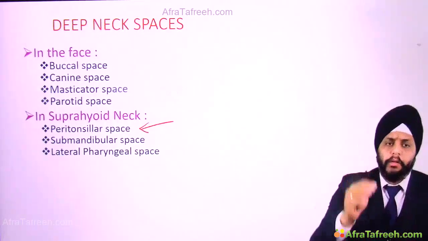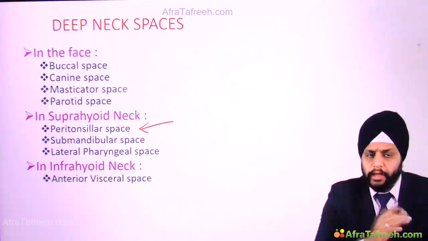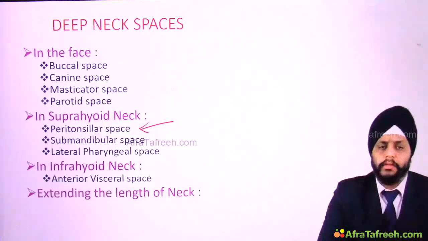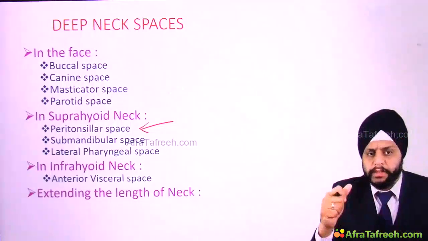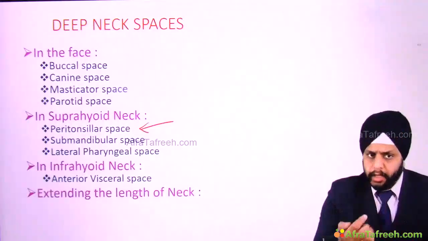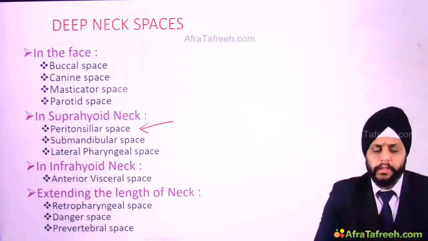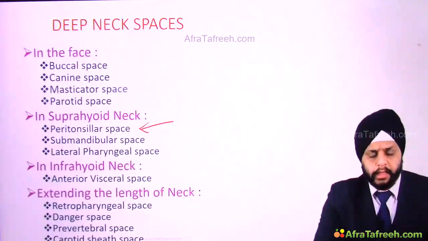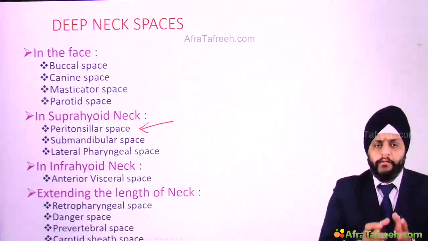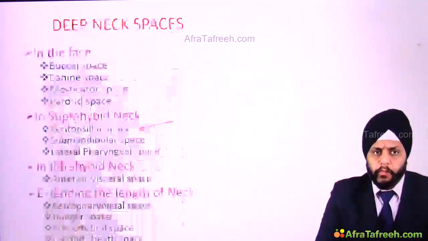Below the hyoid bone we have the space known as the anterior visceral space. And finally along the entire length of the neck we have the spaces which we already discussed in the previous topic. We will discuss them again: the retropharyngeal space, the danger space, the prevertebral space and the carotid sheath space. So I have enumerated all the different spaces. We will discuss each of these spaces one by one.